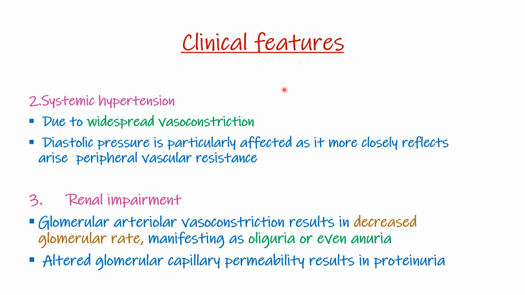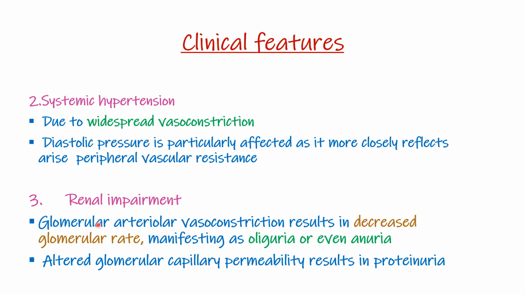We continue with the maternal clinical features, where you're going to have systemic hypertension. This is because in the pathophysiology behind preeclampsia, you have placental ischemia, and that is going to produce toxins into the bloodstream, causing vasoconstriction and increased permeability, among other factors. So you're going to have widespread vasoconstriction, and that vasoconstriction is going to increase peripheral vascular resistance. The diastolic pressure is particularly affected, as it more closely reflects the rise in peripheral vascular resistance.